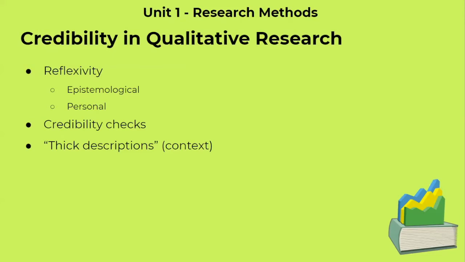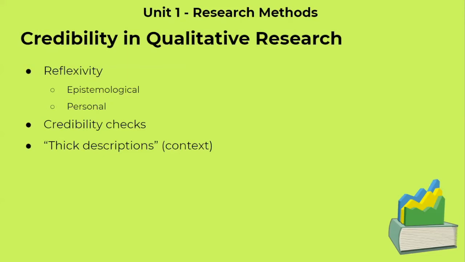Next one is personal reflexivity. This is basically how the researcher would acknowledge their personal beliefs and expectations and how that might affect their research, because the interpretations are always subjective. And if we know in what ways they are subjective, we can better understand the interpretations or findings.